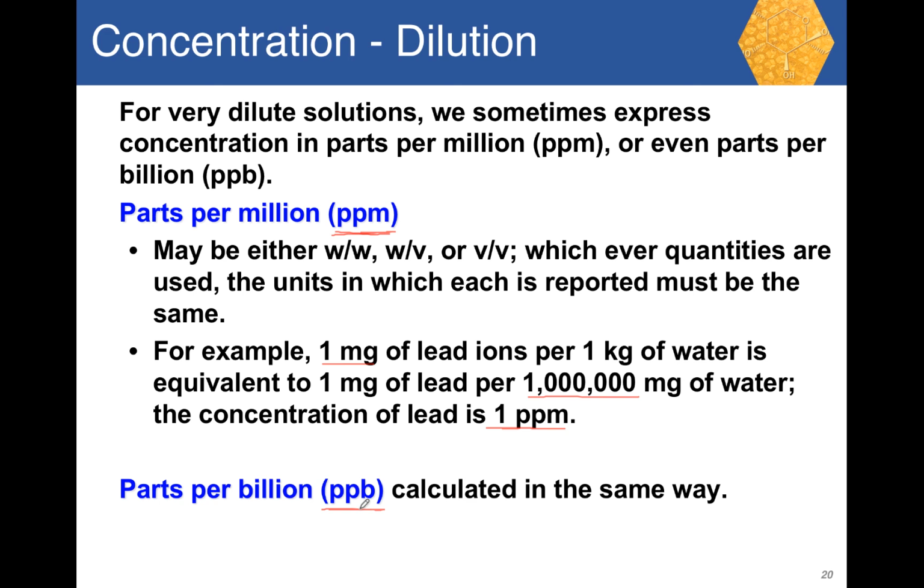So if you look at the water quality that's coming into the faucet, and the state or the city typically provides the stats on the water in terms of lead and so on, you'll see that these are the units that are actually used because it should be very, very dilute.